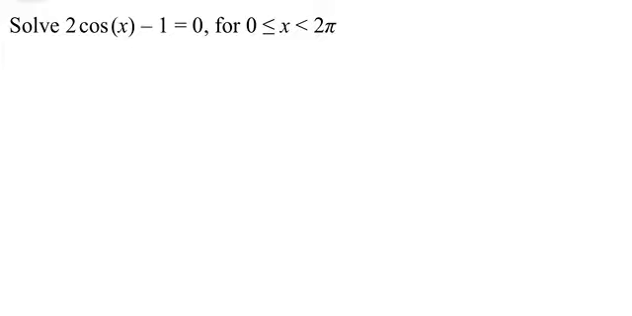So we're going to look at solving this equation, 2 cosine x minus 1 equals 0. And we're going to look at solving it for x between 0 and 2 pi. Always it's good to think about, are we talking about degrees or radians? In this case, whenever you see a 2 pi, unless it says otherwise, you can assume we're talking about radians. So this whole time we're going to think about radians.